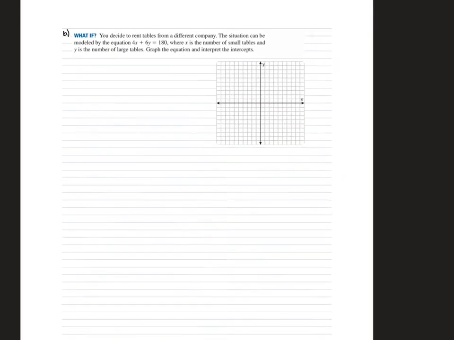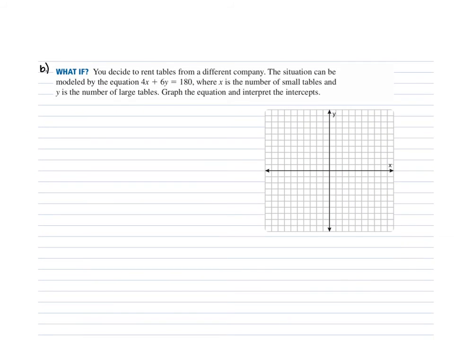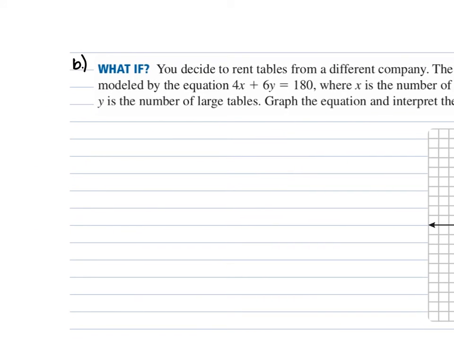So for our last example, it tells us that we decide to rent tables from a different company. The situation can be modeled by the equation 4x plus 6y is equal to 180, where x is the number of small tables and y is the number of large tables. Graph the equation and interpret the intercepts. So we have the equation 4x plus 6y is equal to 180.